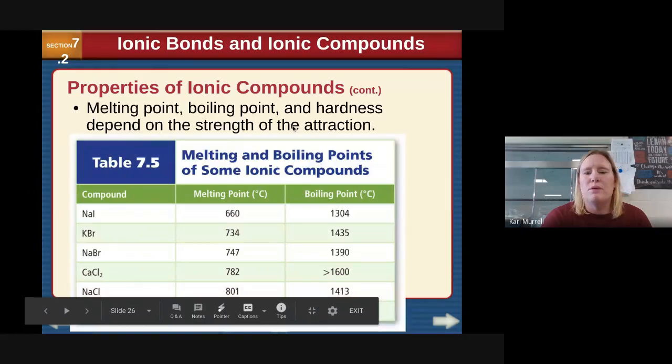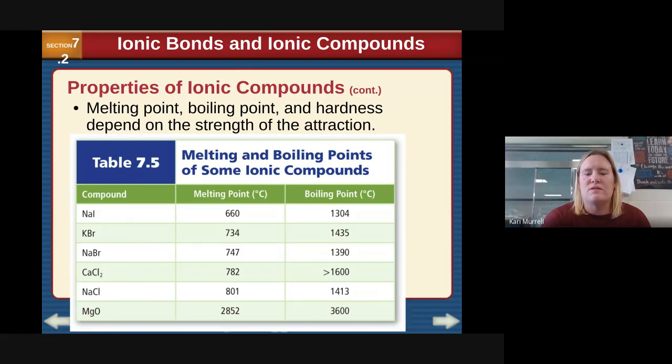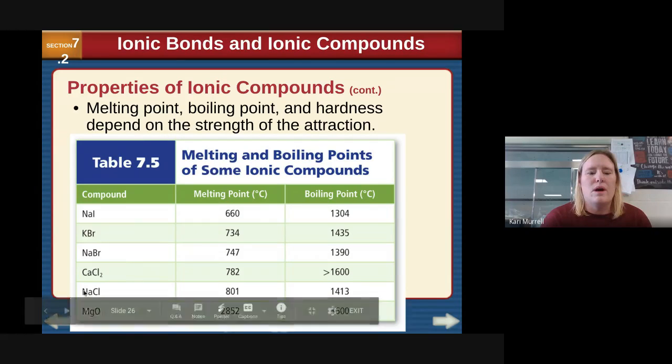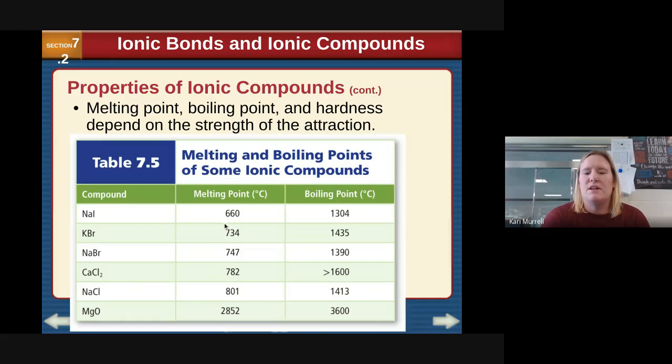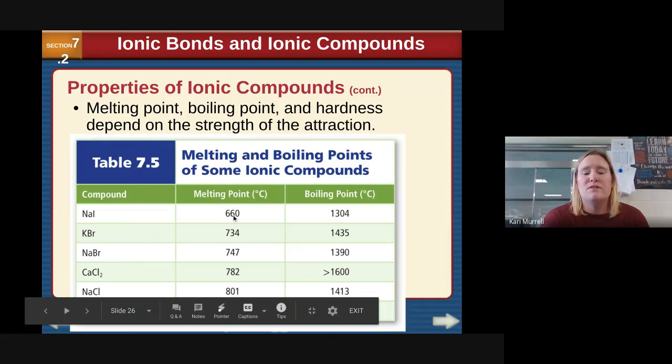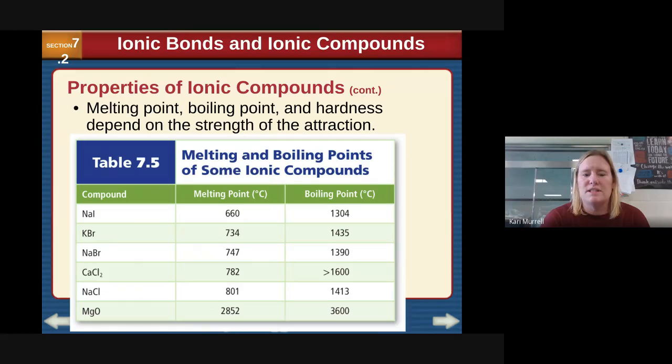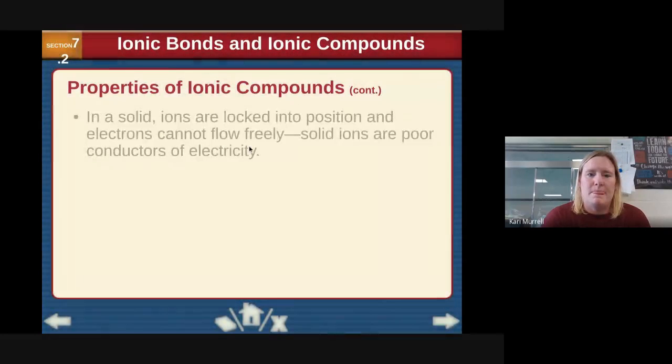Melting, boiling, and hardness depend on the strength of attraction. We can see that the melting point of ionic compounds is very, very high. 660 degrees Celsius is quite hot, and the boiling point is even hotter. It's really difficult to melt different salts, something you and I cannot do with our regular oven.